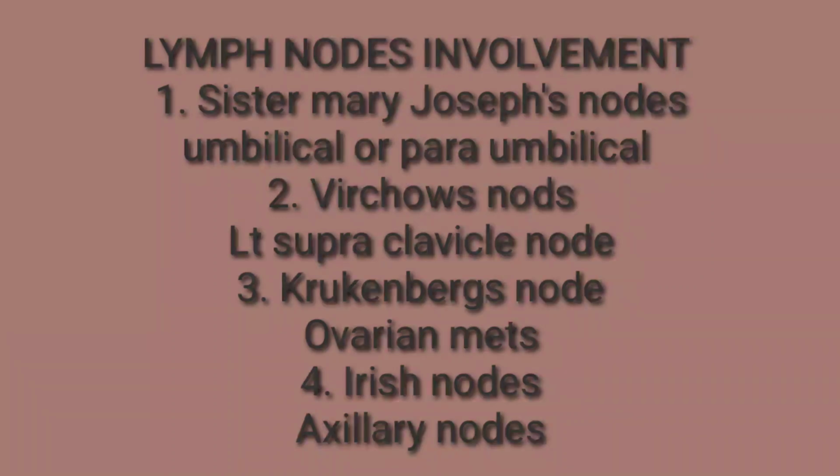Krukenberg nodes are actually not nodes, but when the metastatic deposits involve the ovaries in females, this would be called Krukenberg's node. Irish nodes are the nodes if the axillary lymph nodes are involved with malignant deposits. This would be called Irish node. It depends on the patient, but eventually if the case progresses, you will see all these lymph nodes involved, and you will see these terminologies on the CT reporting.